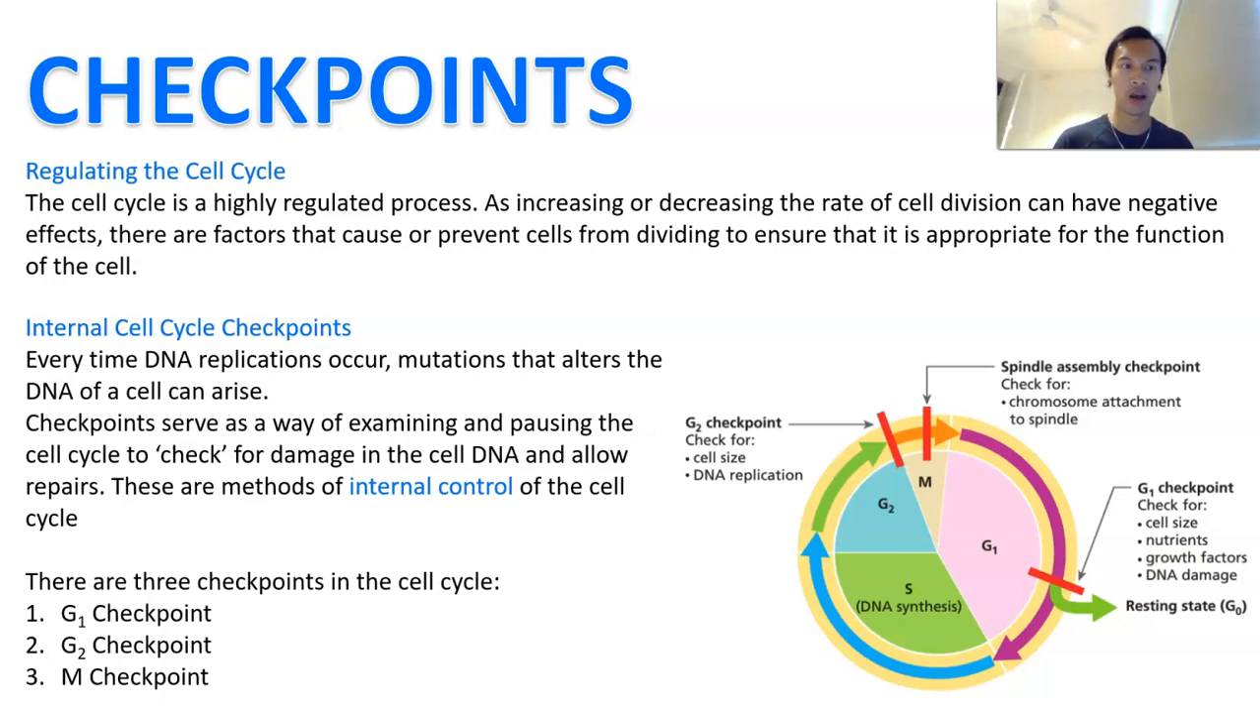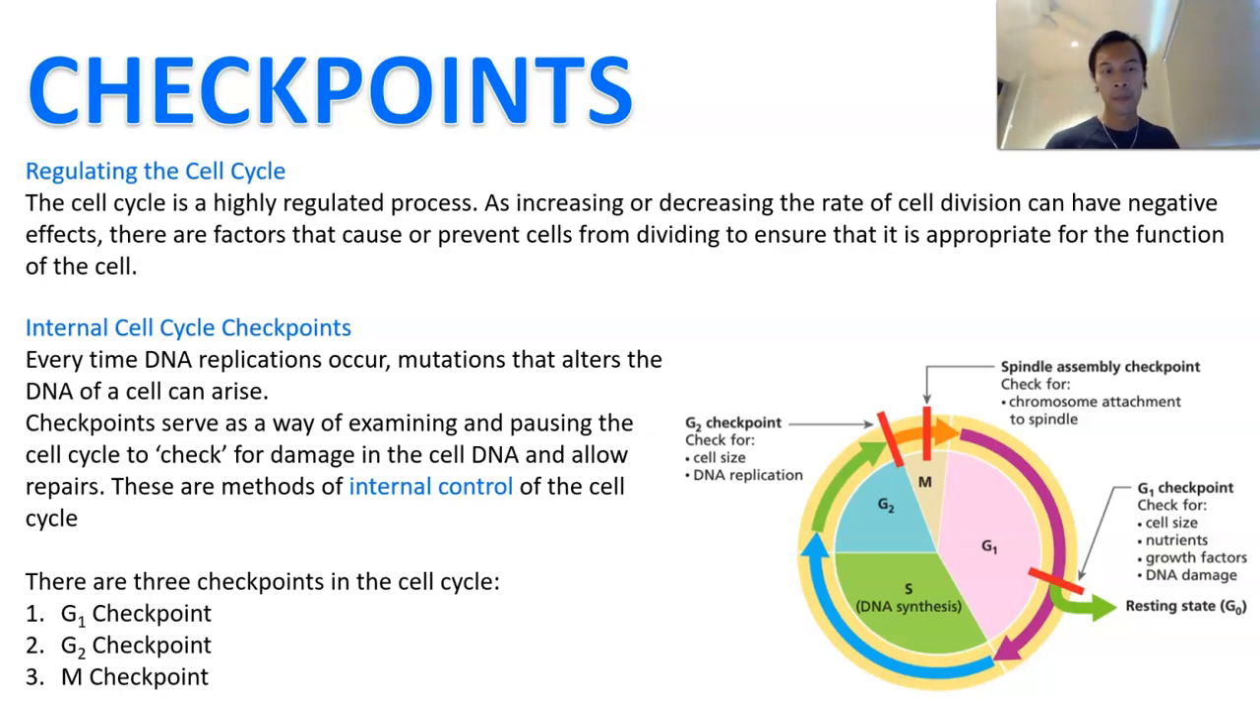Internal control measures encompass the cell cycle checkpoints themselves. Basically, every time DNA replication occurs, there can be these mutations that can occur and give rise in the DNA, and they're not great. You don't want mutations to occur when you're replicating the cell and the DNA, and so these checkpoints serve as a way of examining, pausing the cell cycle, and checking for damage in the cell and allowing those repairs to happen, right? We call it internal control because they happen in the cell and they are triggered by the cell itself.